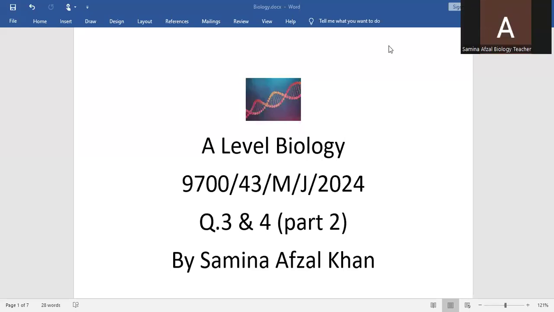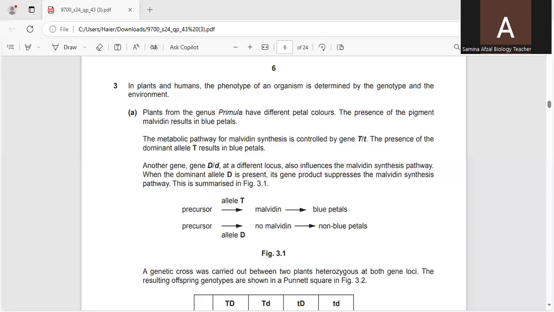A-Level Biology 9700, Paper 4, Variant 3, May June 2024, question number 3 and question number 4. And question number 3 is, in plants and humans, the phenotype of an organism is determined by the genotype and the environment.